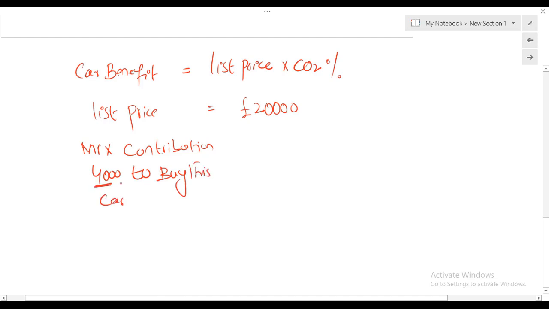Since he contributes 4,000, I'm going to deduct 4,000. So the list price is going to be 16,000. The CO2 percentage is going to be applied on this 16,000.